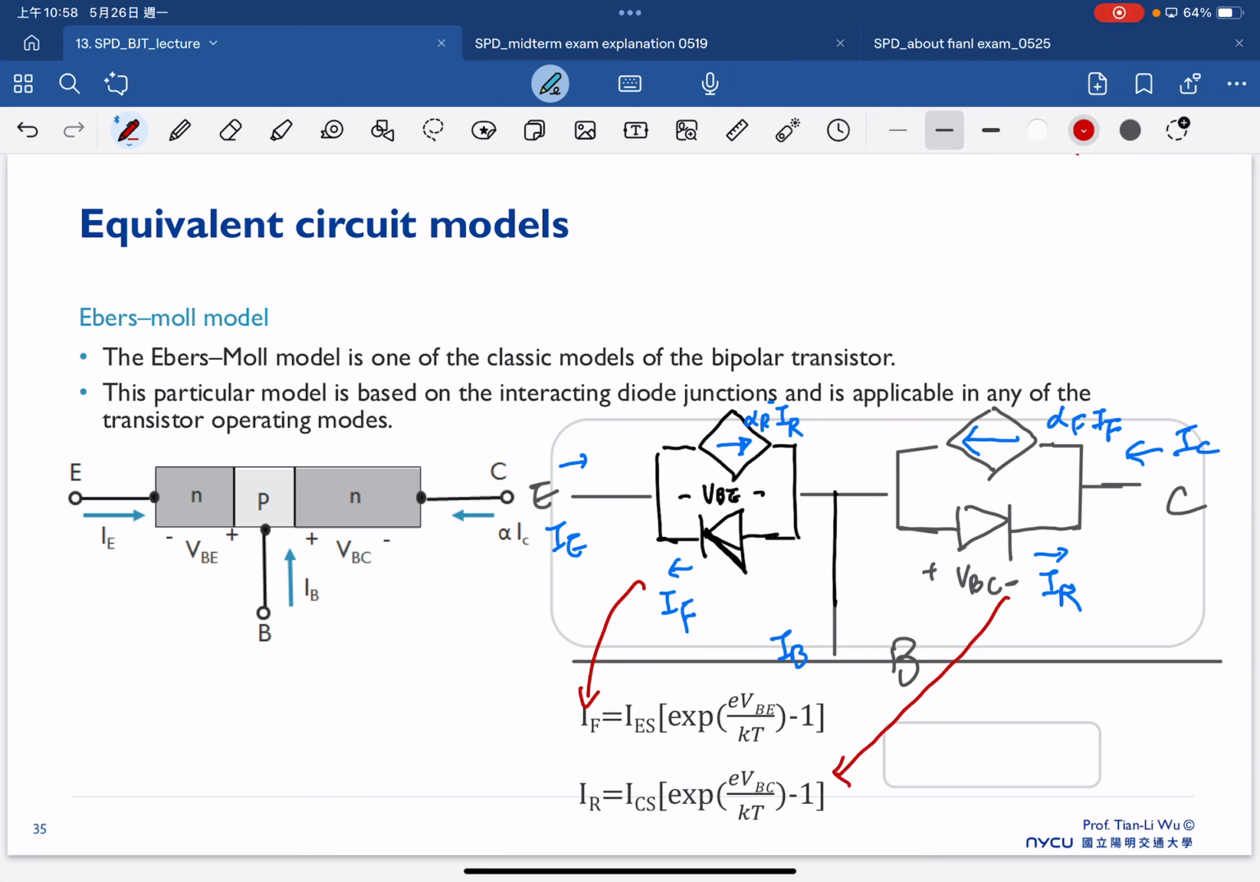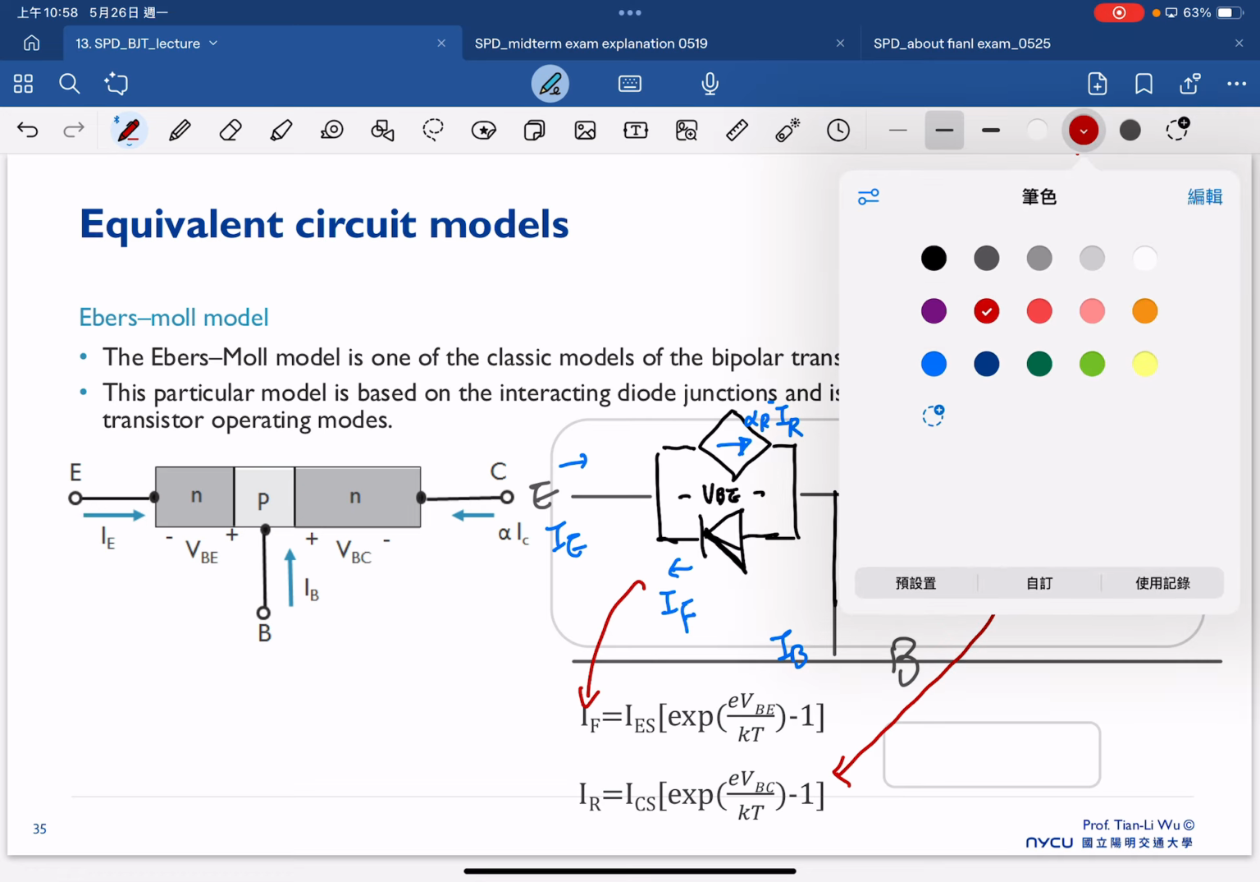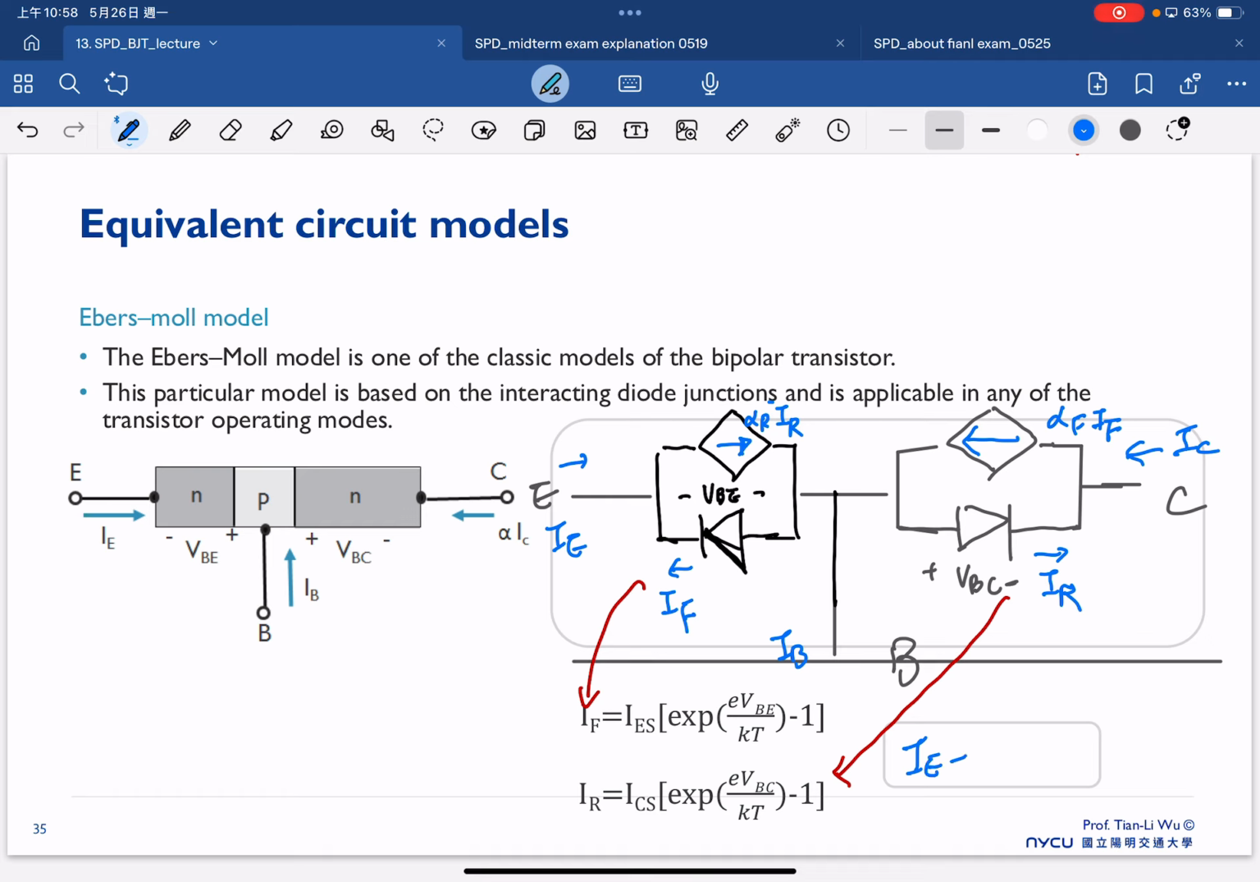By the way, just to revise: in the beginning I said the IR is the reverse current. It's not the reverse current, just the current on the right, and the IF is the current on the left here. And one of the considerations is that IE plus IB plus IC is equal to 0. So in this case, we consider all the current flowing inside our junction. In the end, the overall current added together will be equal to 0. So that's the Ebers-Moll model.